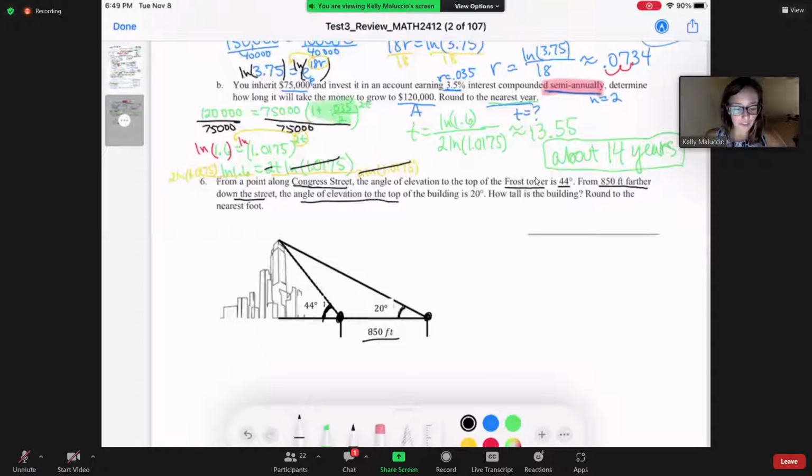The angle of elevation to the top of the building from that new point is 20 degrees. So again, they give us that 20 degrees, right? How tall is the building, to the nearest foot?